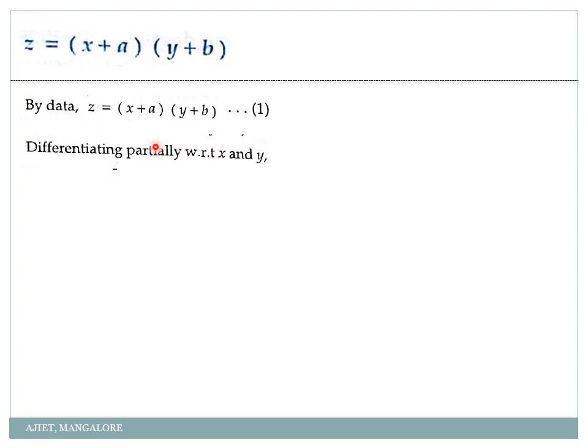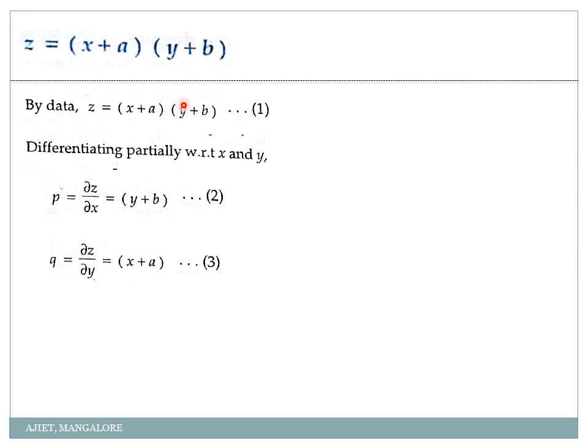First I will differentiate with respect to x and y. When I differentiate with respect to x, I will get ∂z/∂x, which is equal to, x is here, so differentiation of x is 1, multiplied by the constant, that is y + b. So I am calling p = y + b. Now when I differentiate with respect to y, ∂z/∂y, or its notation is q.